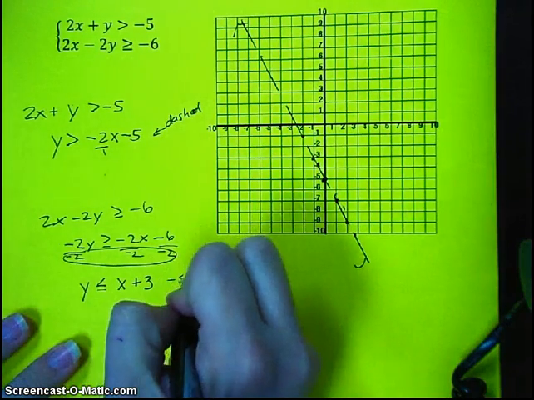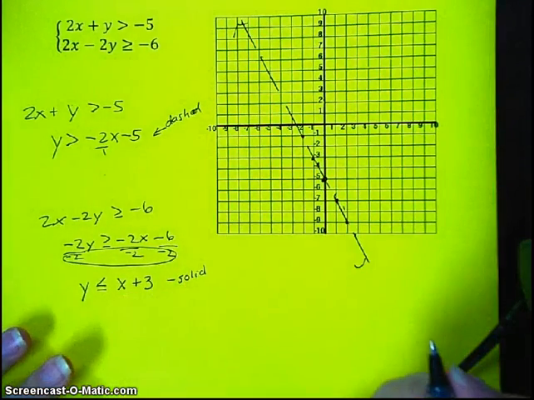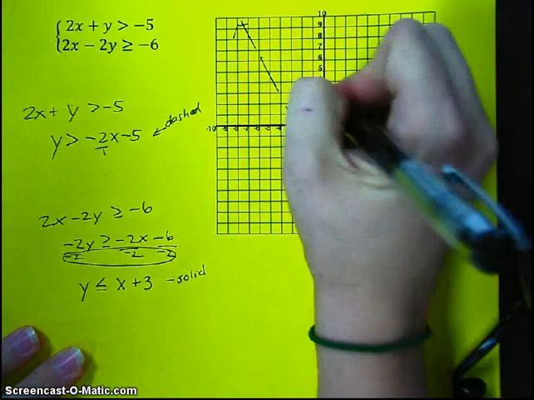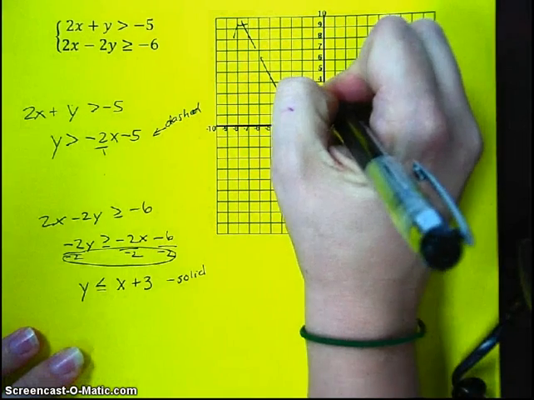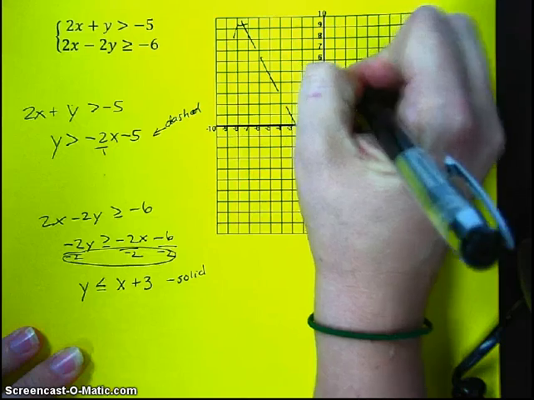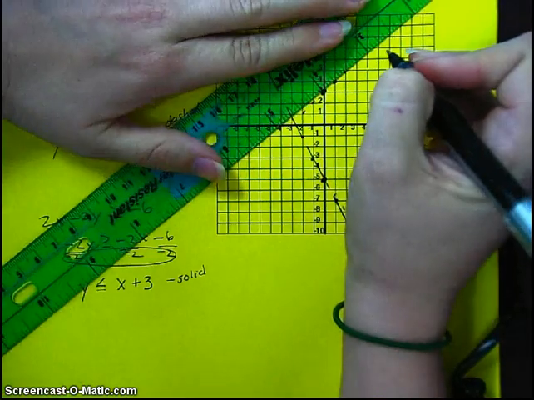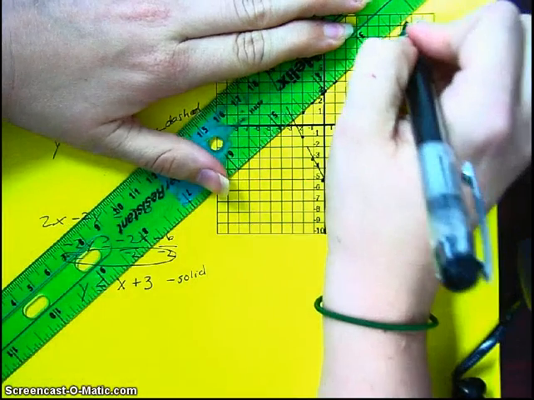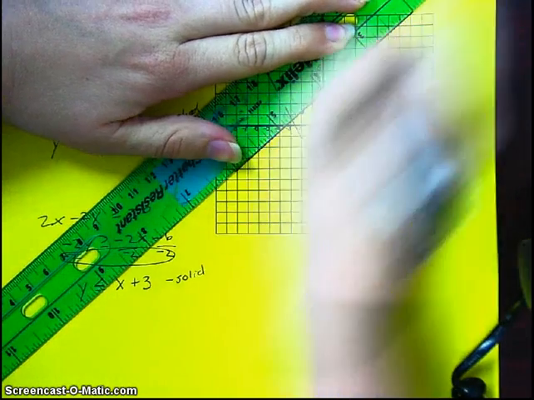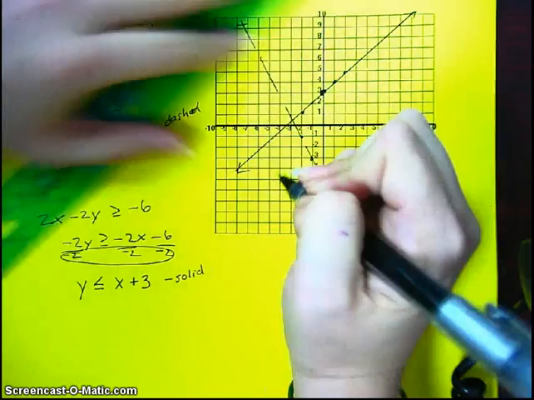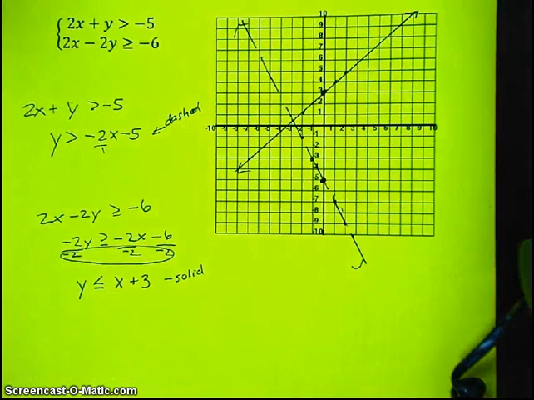This is going to be a solid line. So we're going to come up here to positive 3. And it's got a slope of 1 over 1, so it's going to go perfectly through my diagonals. So we will draw it in beautifully. It's a solid line, if you remember. Okay, so now we need to work on our shading.